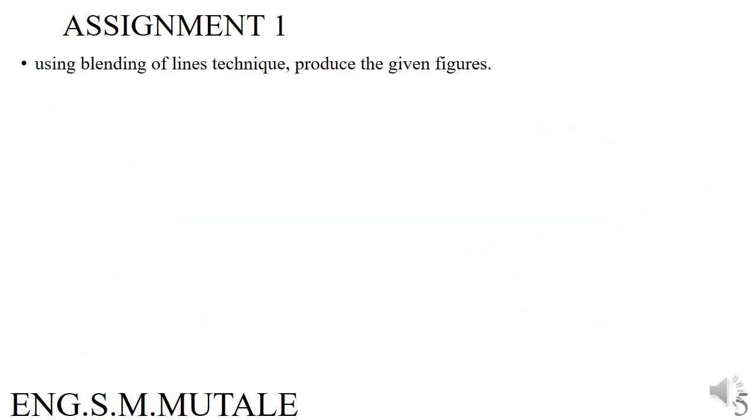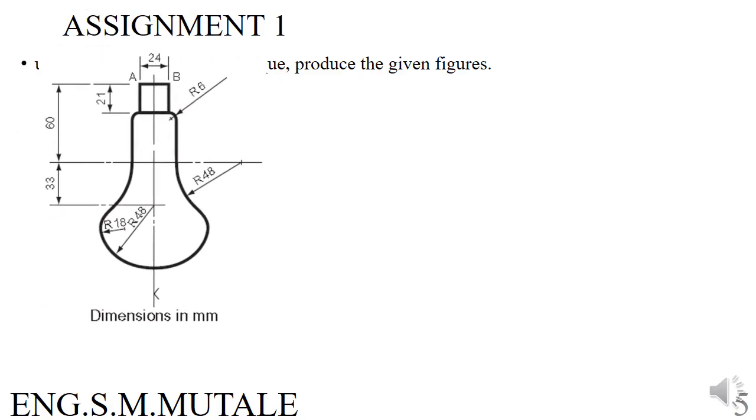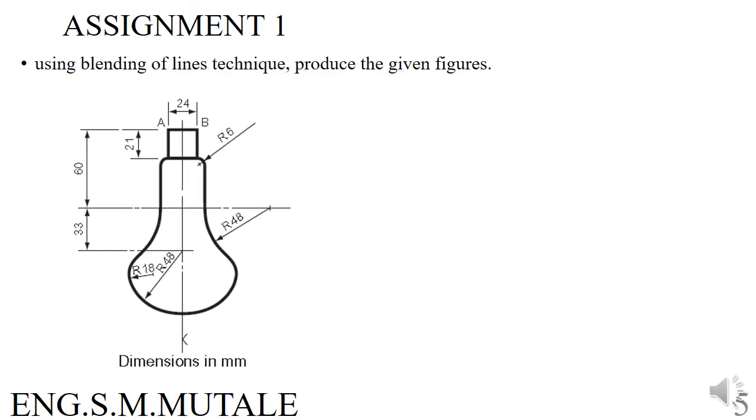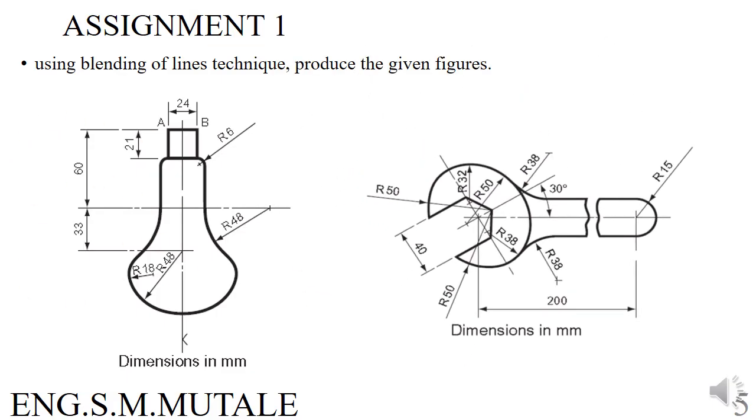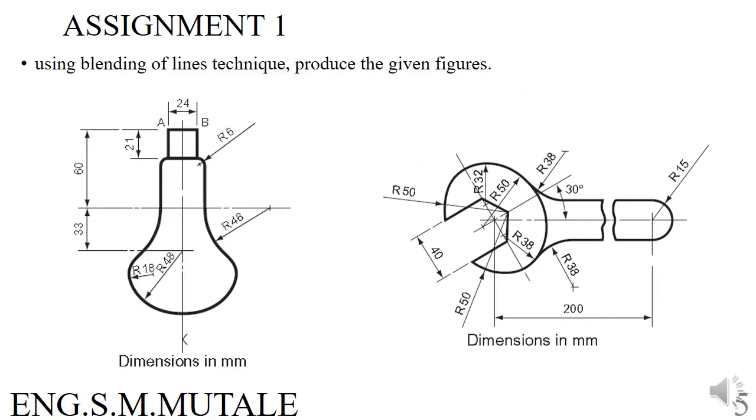Okay, so this is our assignment 1, which is just saying using blending of lines technique or techniques, produce the given figures. So try to produce this figure. This is just an electric bulb. All the dimensions have been given, and we've got a spanner there. So if you follow the presentation I gave, you're supposed to produce these things without any problem.